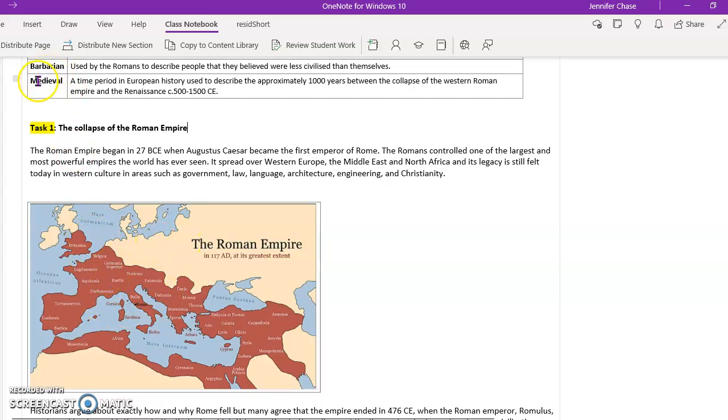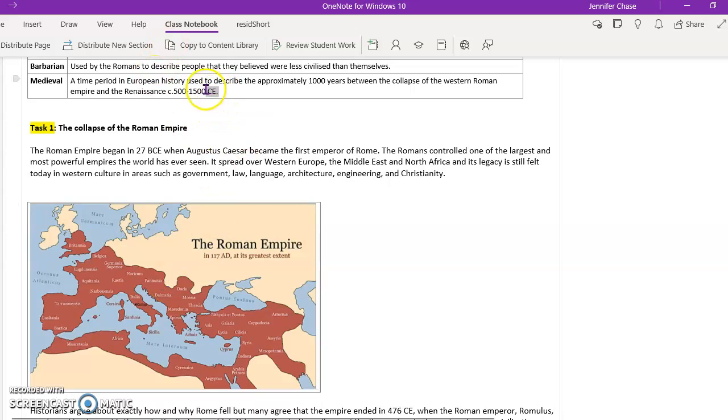And then the term medieval is going to come up quite a lot this year. Basically that is a time period in European history, used to describe the approximately 1,000 years between the collapse of the Roman Empire in the West at least, and the Renaissance, which we'll talk about more next term.